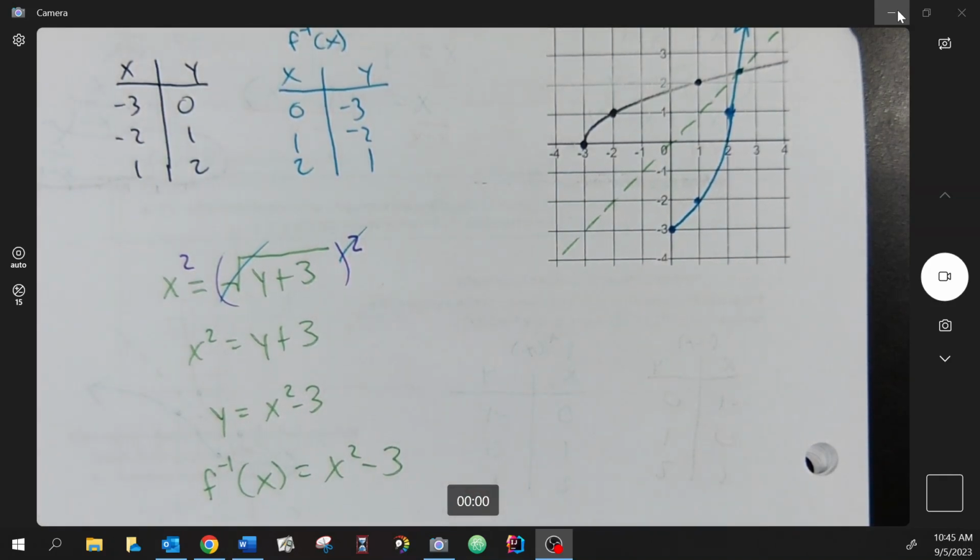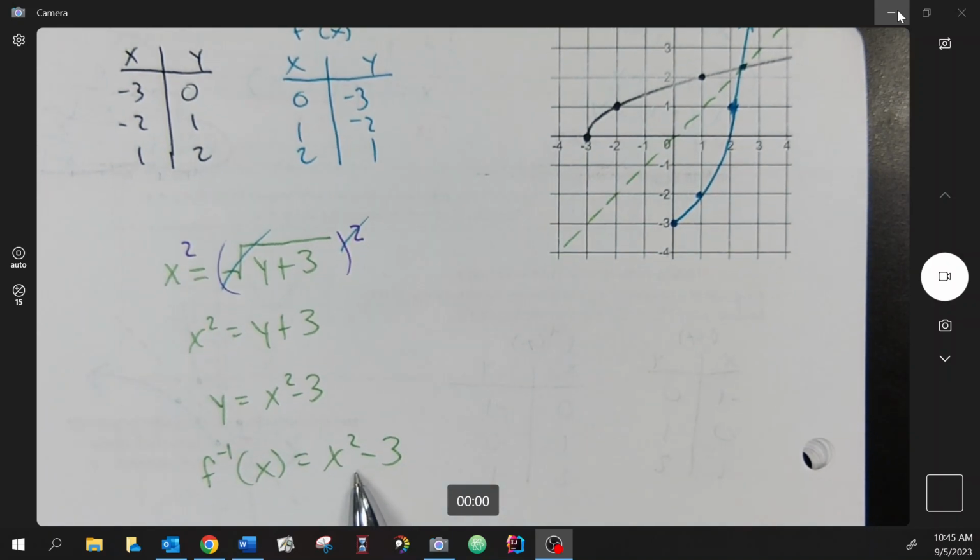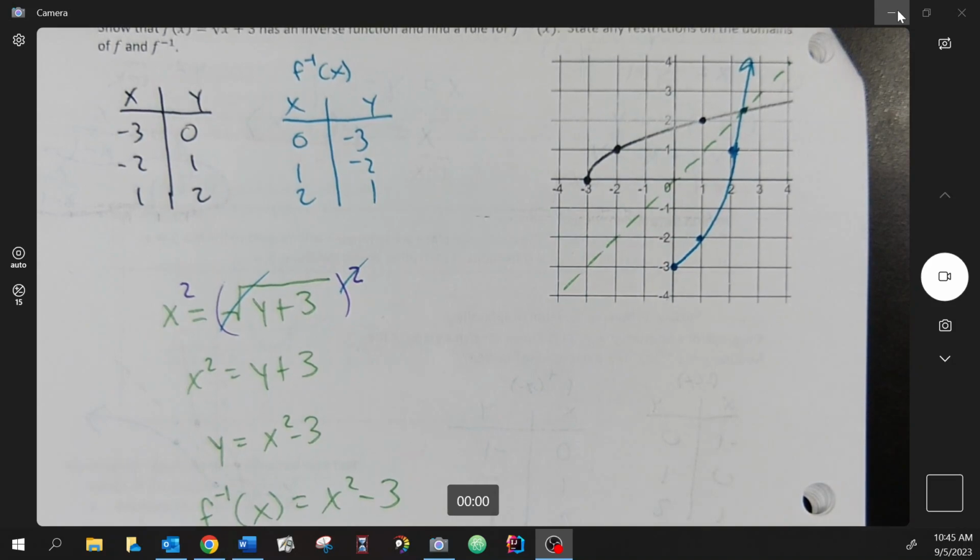And now that you know that is the equation of the inverse, you should have a problem with its graph. What kind of graph is y equals x squared minus 3? It's a quadratic, a parabola. Look at your blue graph. It's only half. It's only half. Now, Jack W. said something about the domain. It can't what?